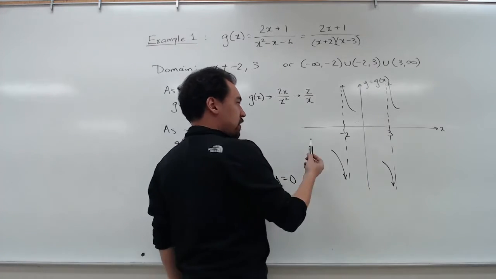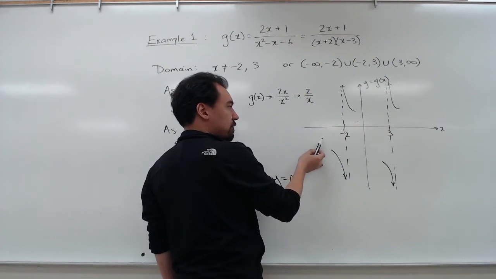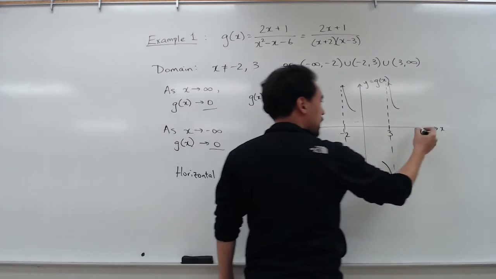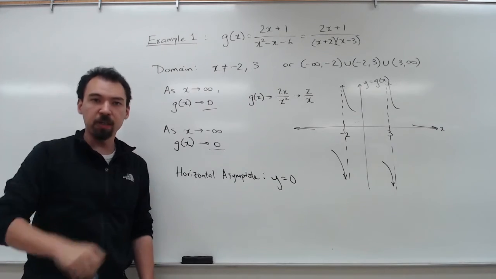And at this stage, I can't really discuss whether I'm going to approach the asymptote from the top or from the bottom. I'm just going to go ahead and say it goes like that and it goes like that. And we'll call it good for now. That will be a later discussion.